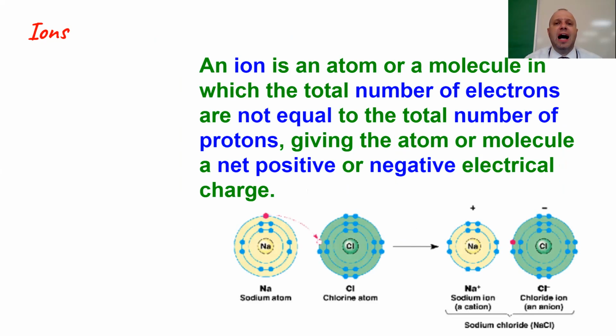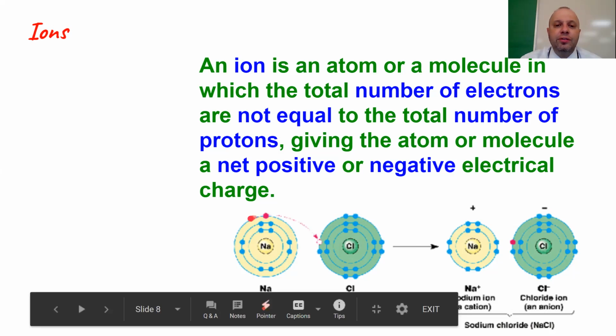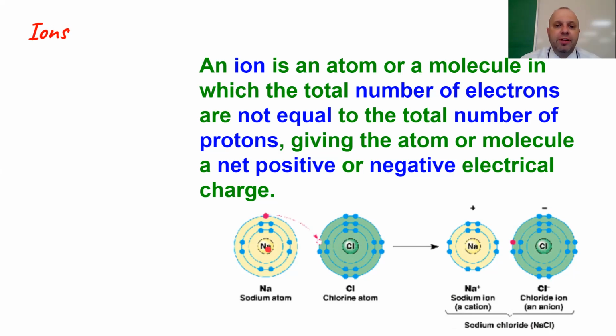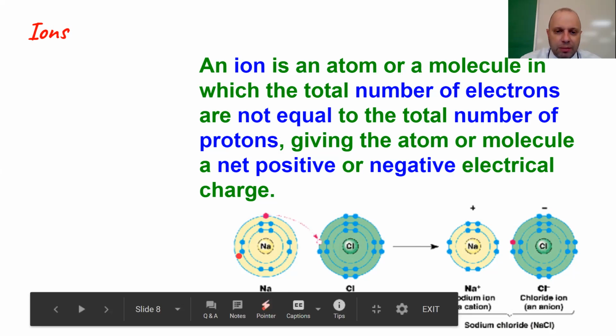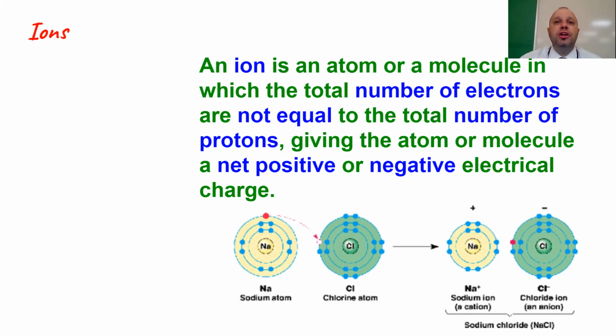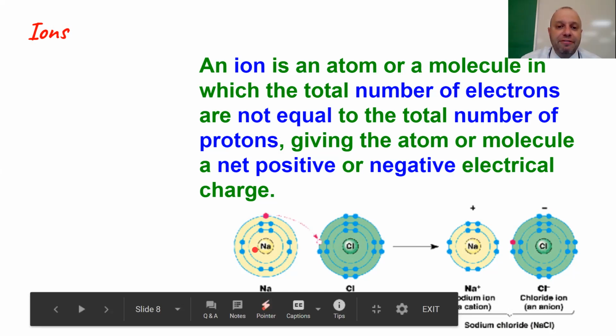So it says that an ion is an atom or a molecule in which the total number of electrons are not equal to the total number of protons, giving the atom or molecule a net positive or a net negative electrical charge. So if you look at the bottom here, the first atom that we have is sodium. So sodium has 11 protons, and if you were to count up all of these little circles over here, these are the electrons, including this one, you would find out that this has 11 electrons.